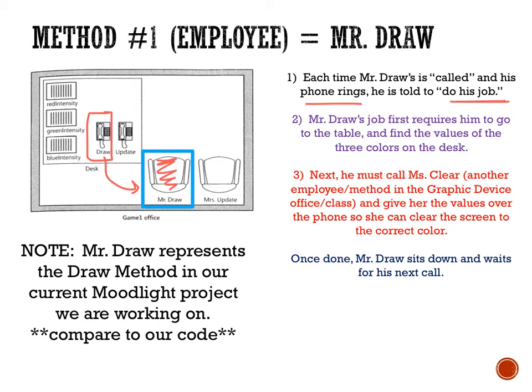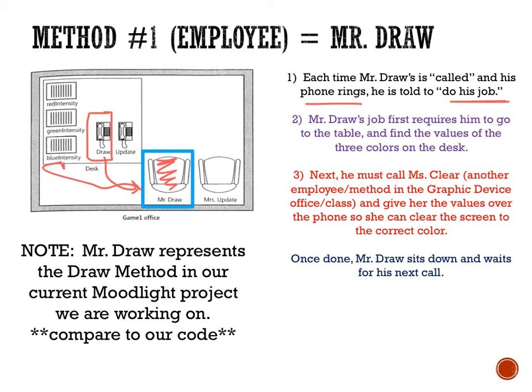Draw receives that phone call. He's told to do his job, and if you look in his code, his first requirement is to walk over here to the table, and his job is to find the values of red intensity, green intensity, and blue intensity, because his job, we know ultimately, is to make sure that the screen gets drawn to the correct color.